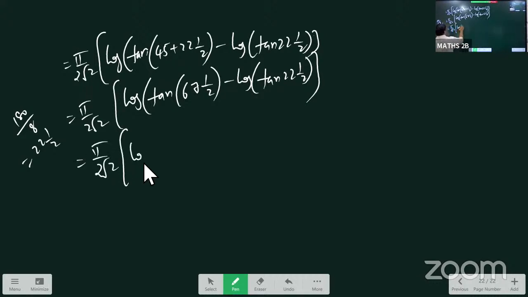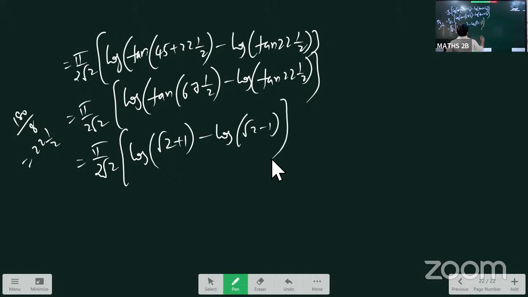It is log of, in your trigonometry basic first exercise only, 22.5, 67.5, all these values you will learn there. So this becomes root 2 plus 1 minus log of this becomes root 2 minus 1. So how this is happening means tan 22.5, no? Just I will let you know. 22.5 means it is 45 by 2.